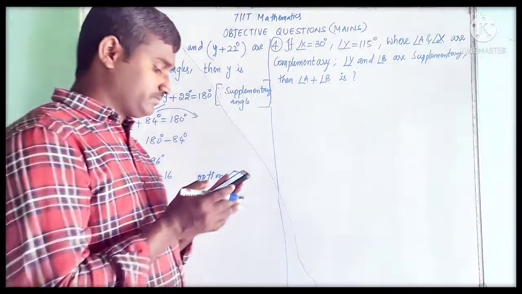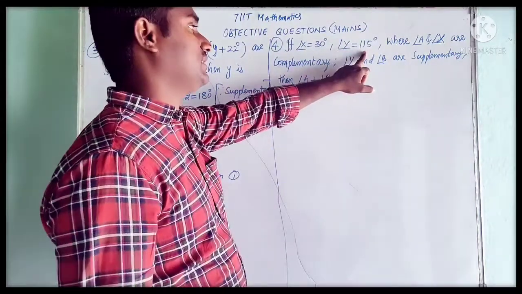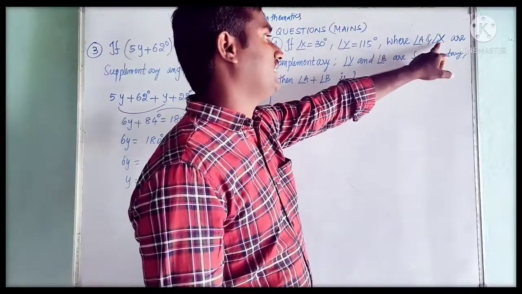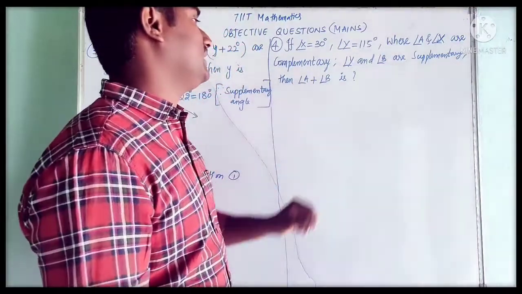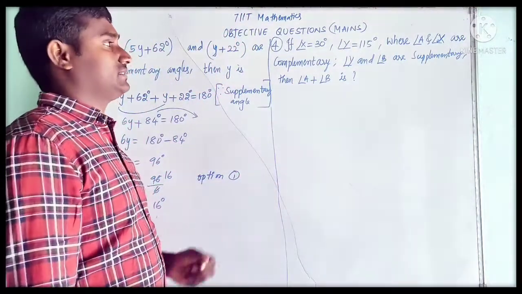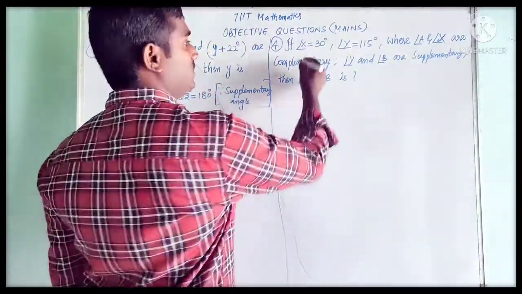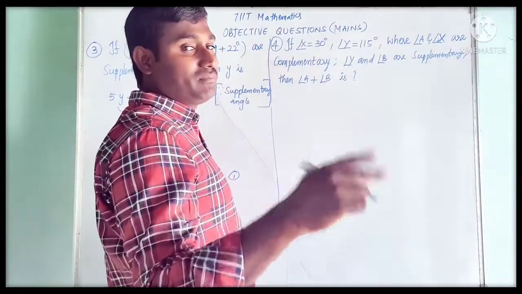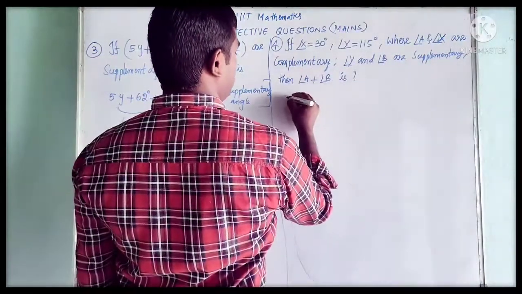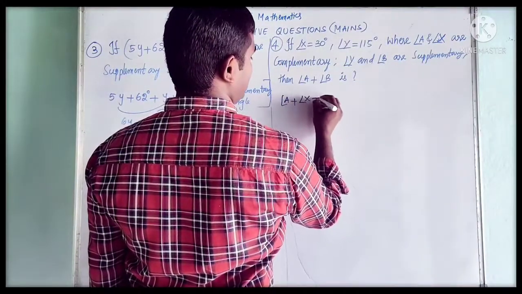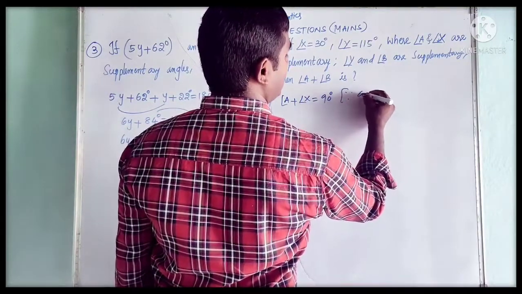Now the fourth question. If angle x equals 30 degrees and angle y equals 115 degrees, where angle x and angle A are complementary and angle y and angle B are supplementary, then find angle A plus angle B. Here it is given that angle A and angle x are complementary angles. The sum of the two complementary angles equals 90 degrees, so angle A plus angle x equals 90 degrees.